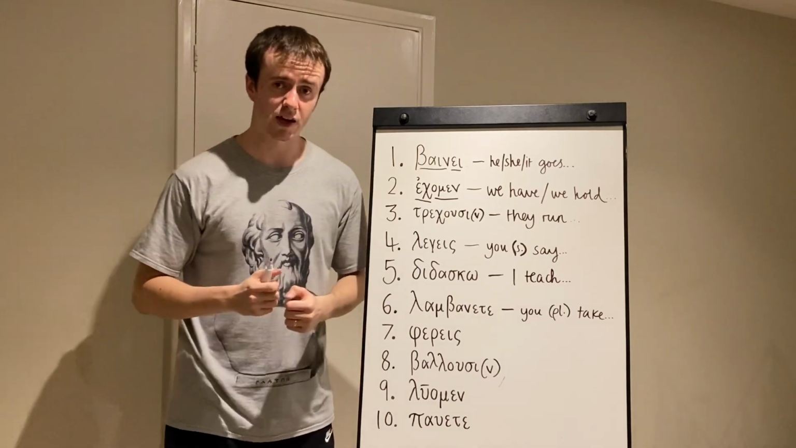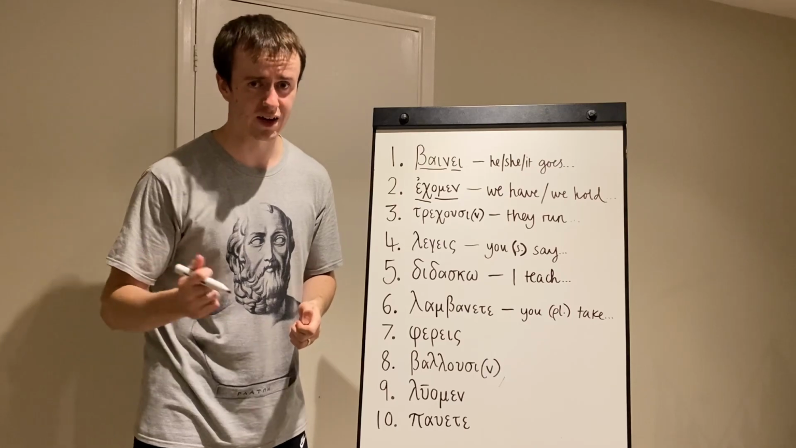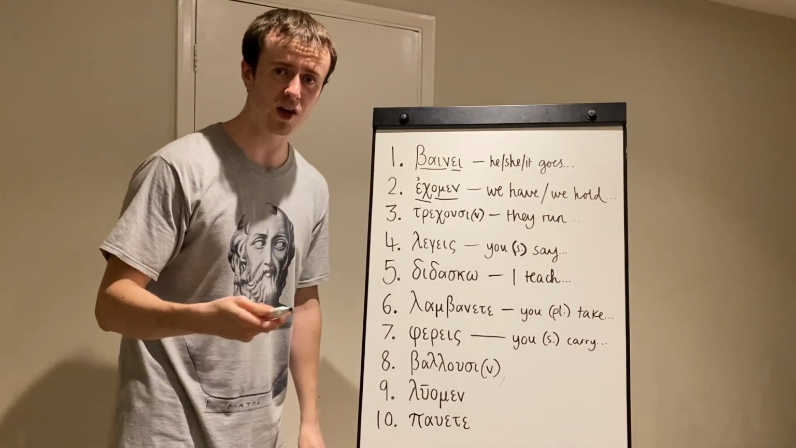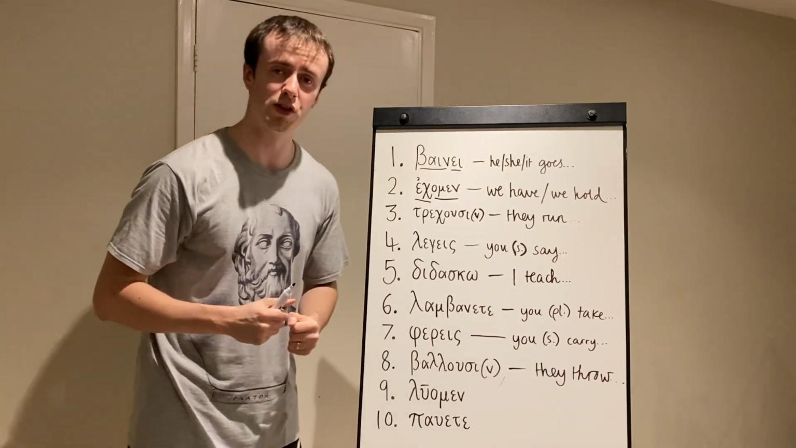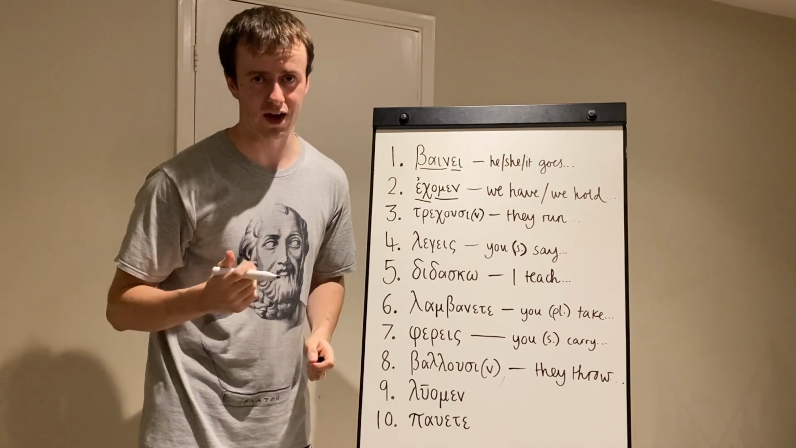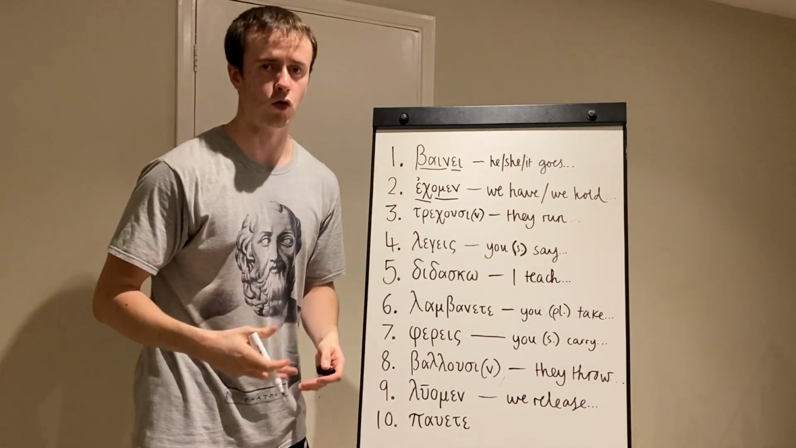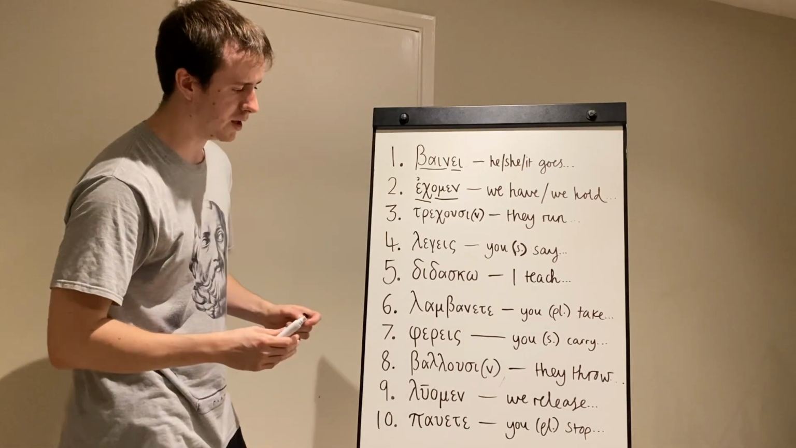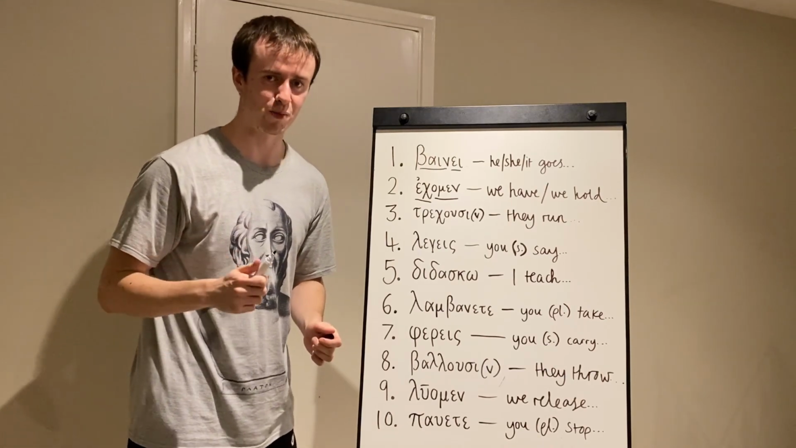Sixthly, lambanete means you plural take, or you plural are taking. Seventhly, peres means you singular carry, or you singular are carrying. Eighthly, balusin means they throw, or they are throwing. Ninthly, luomen means we release, or we are releasing. And tenthly, pauete means you plural stop, or you plural are stopping.